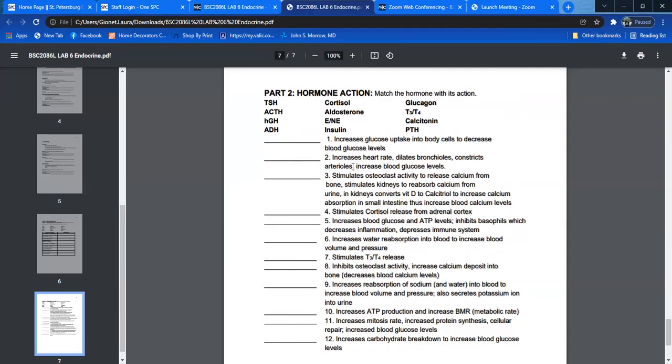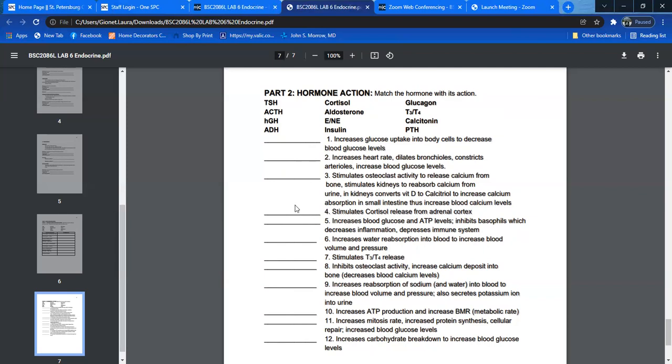All right, so this is where I try to give you little key terms. And what I might do is circle some of these key terms so that when you go to study, you repeat that term over and over and start to associate it with a particular hormone. Okay, so number one, increase glucose uptake into body cells to decrease blood glucose levels. That would be insulin. Number two, increases heart rate, dilates the bronchioles, constricts arterioles, increases blood glucose levels. That would be epinephrine and norepinephrine.